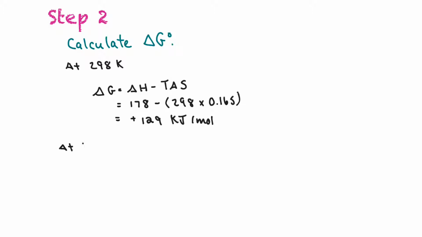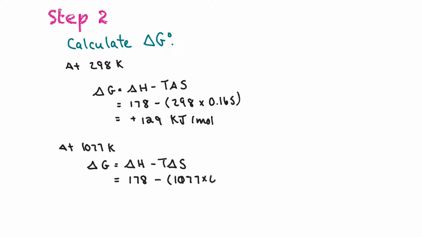At 1077 Kelvin, we will solve again. Delta G is equal to delta H minus T delta S. So it's equal to 178 minus 1077 times that 0.165. Now we're going to get a negative value. It's negative 0.295 kilojoules per mole.